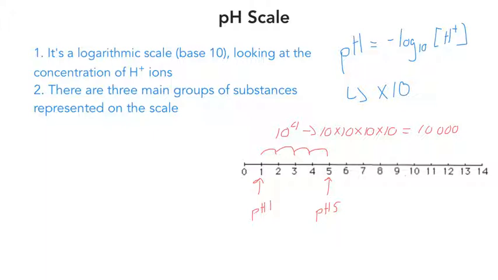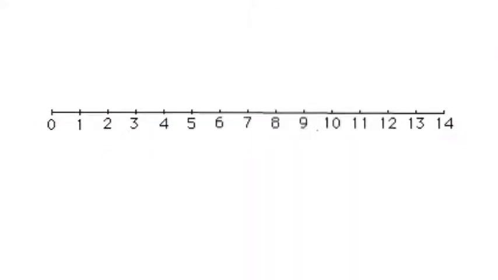Now, the second thing that's really important about the pH scale is it tells us the three main groups of substances that we have represented, which are mainly our acids, our bases, and our neutral substances. Okay, so now we have our scale in big form, and our first thing that we're going to indicate is our neutral substances. Now, since our scale goes from 0 to 14, 7 in the middle represents our neutral substances.